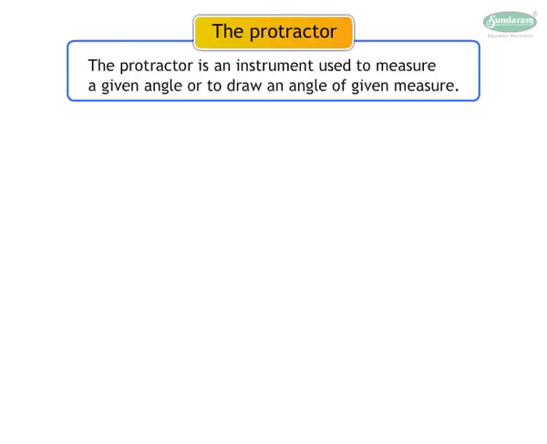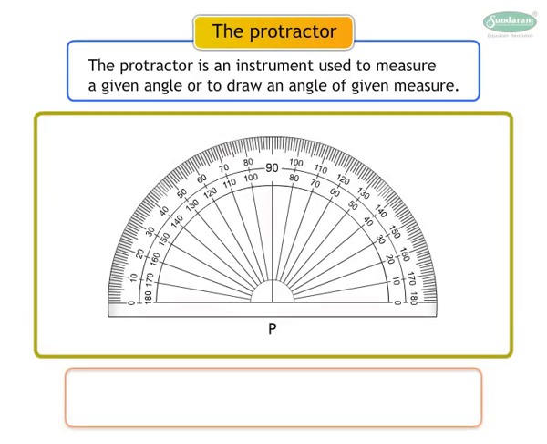The protractor is an instrument used to measure a given angle or to draw an angle of given measure. Look at the diagram. The protractor has the shape of a semicircle. The semicircular edge is divided into 180 equal parts. Each part is called a degree. 1 degree is written as shown on the screen.